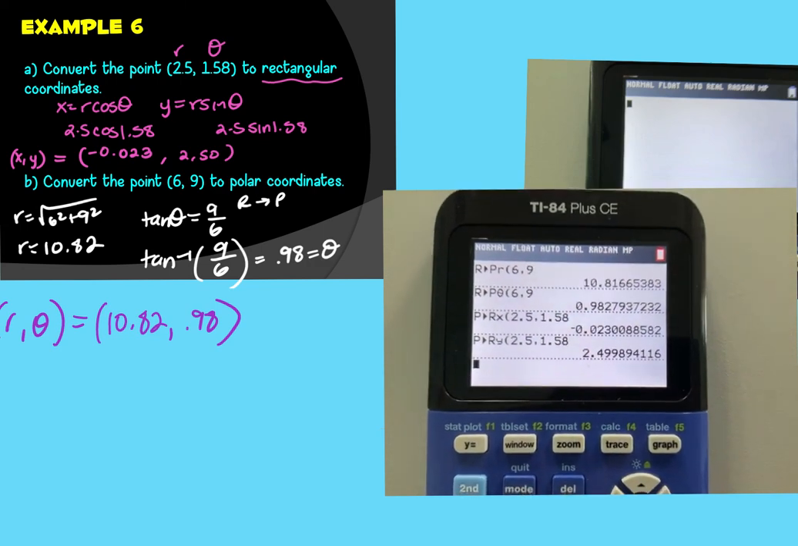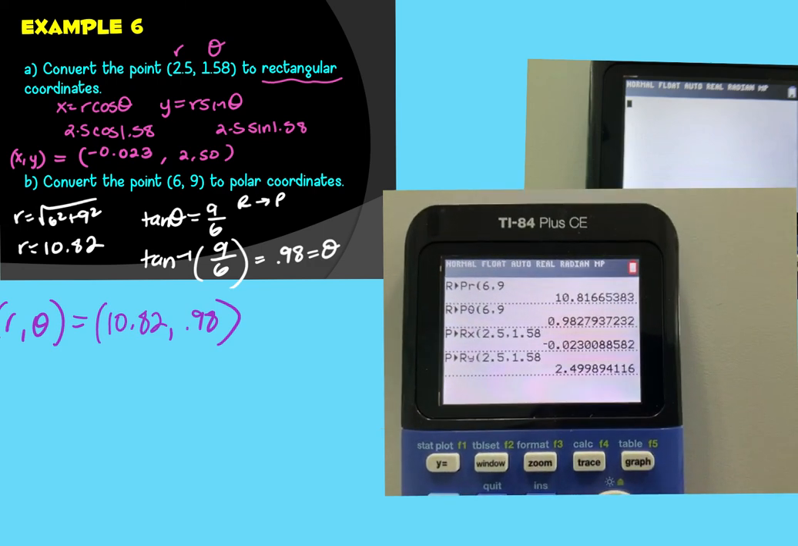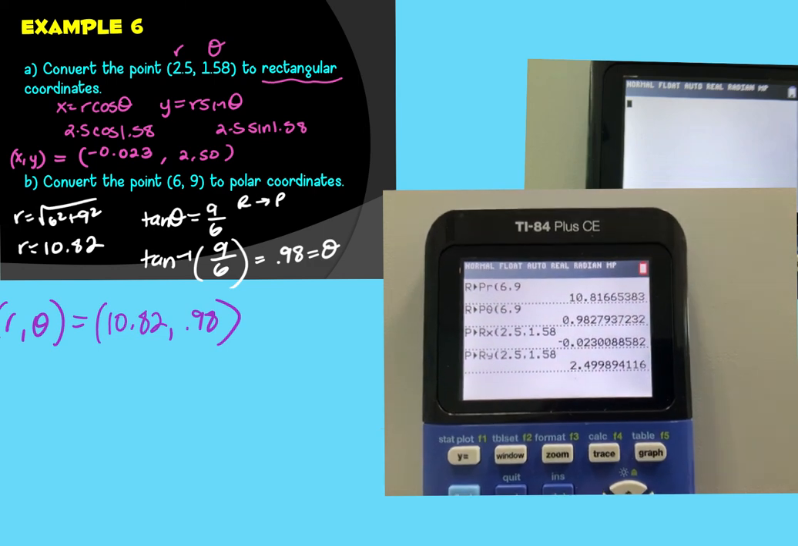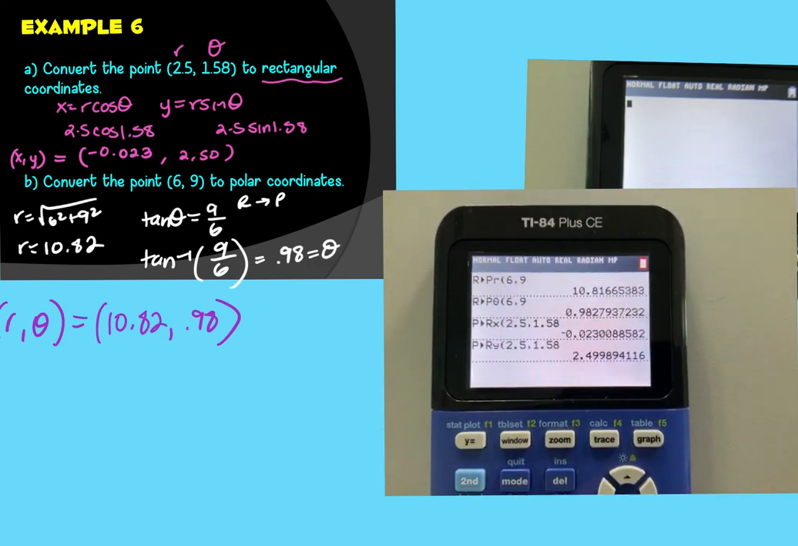So just be really careful. Obviously, that whole thing gets messed up if you're in the wrong mode. Polar doesn't matter when we do the original method and not the shortcut. It has to be in radians. But when you're going to use those shortcut buttons, it has to be in polar and radians.